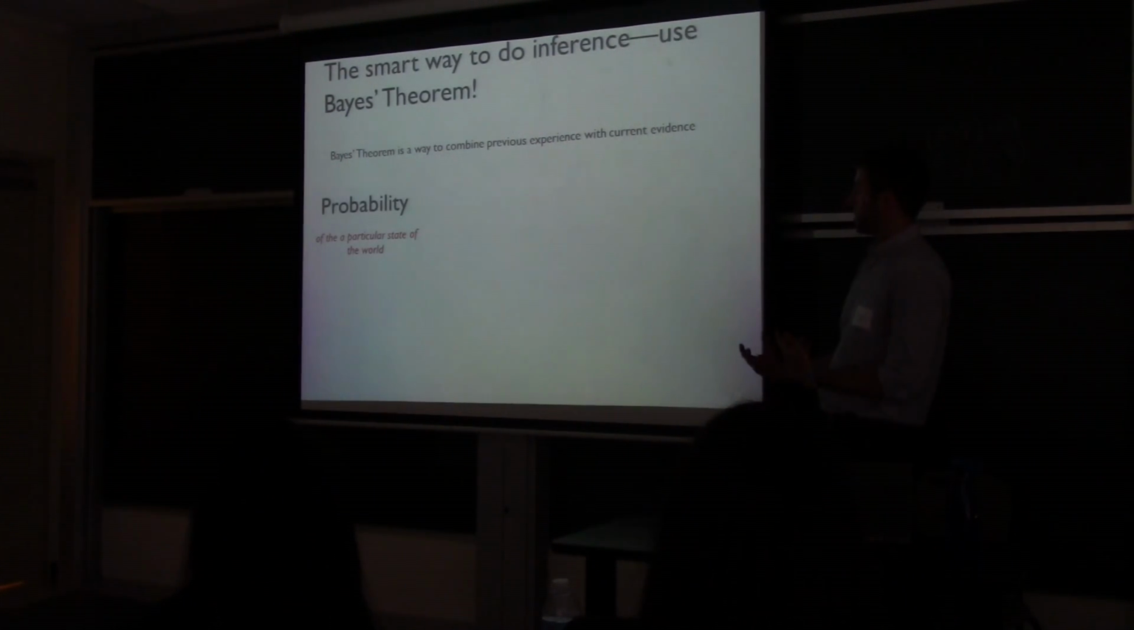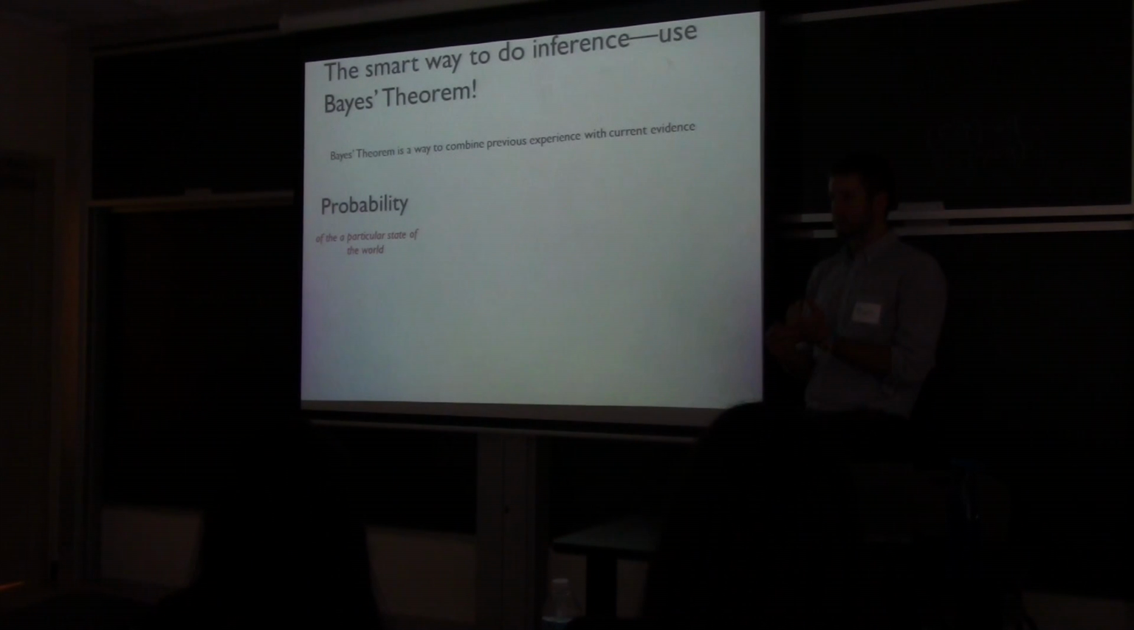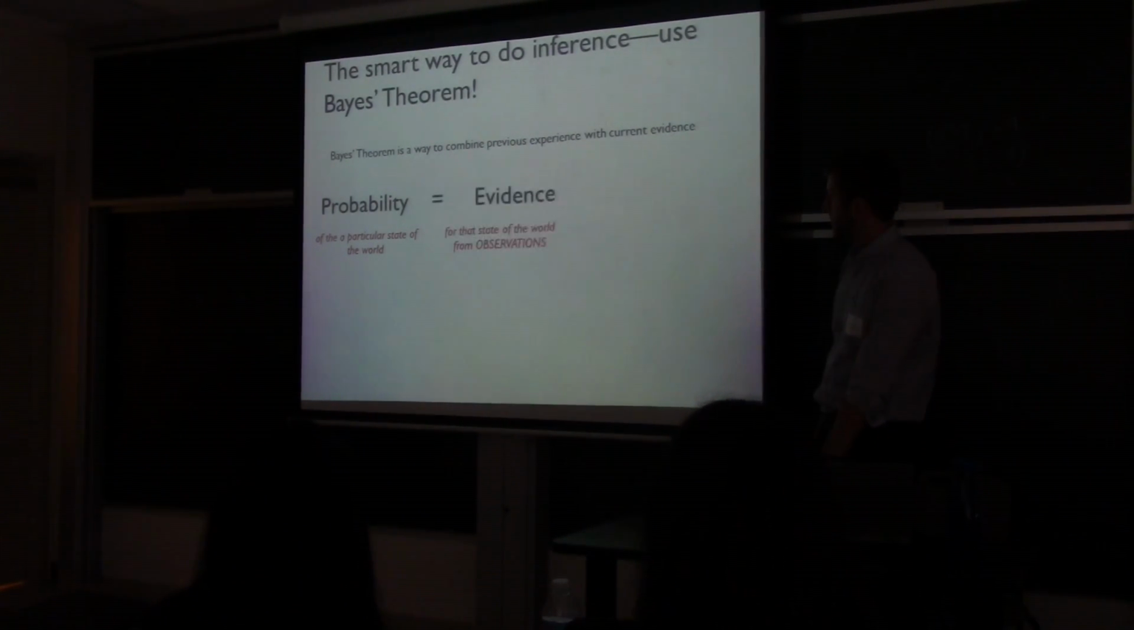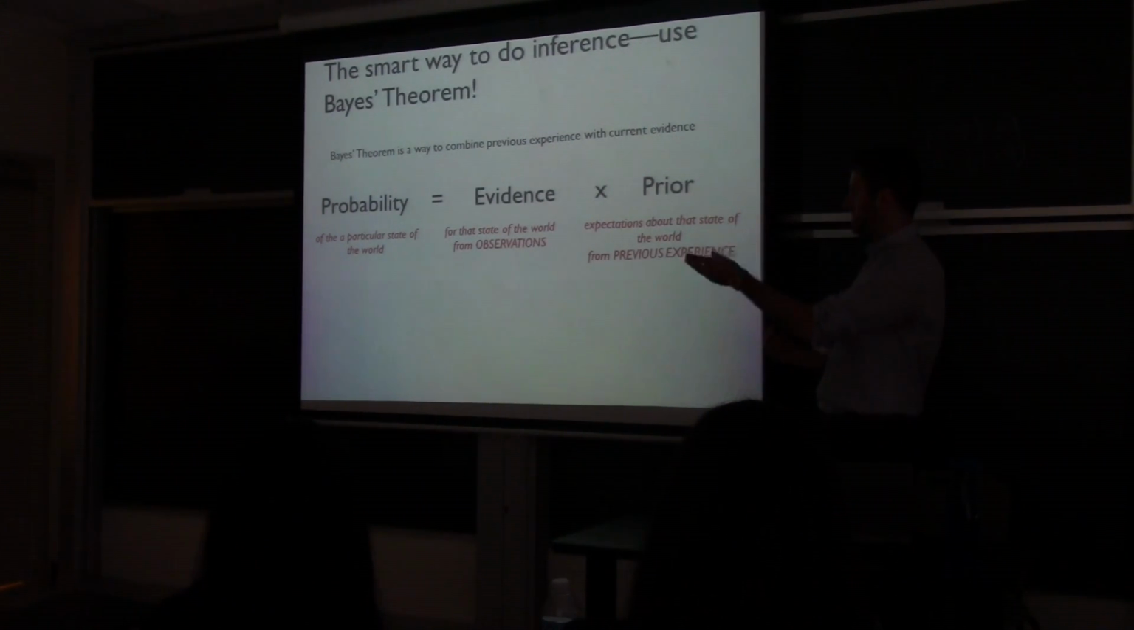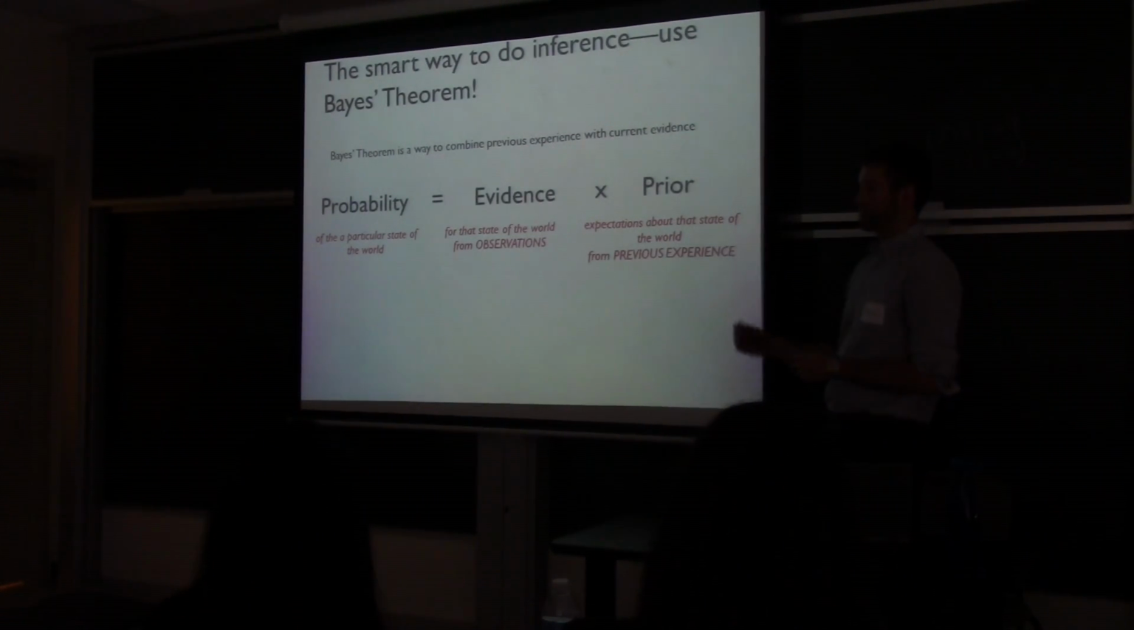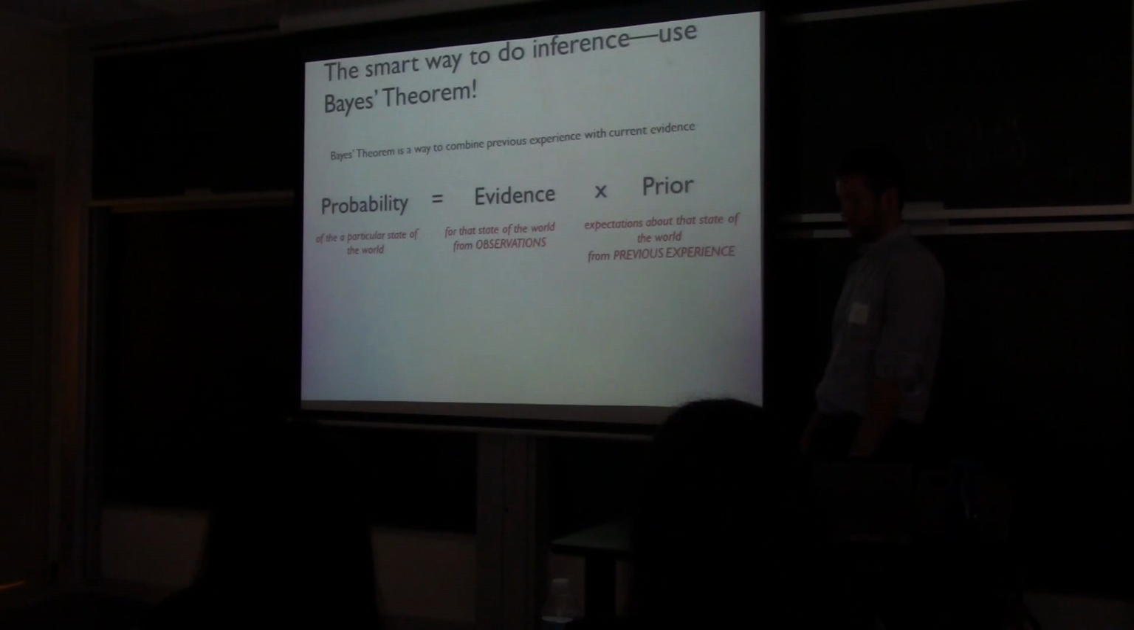So what we want to do is compute these probabilities, and these are the probabilities of having a particular state of the world. So the probability that the mask is inside or outside, or the probability that the man is standing or sitting. The way we do that is we take our evidence, so evidence that the man is standing or sitting, and then we multiply each piece of evidence by our prior expectation about that state of the world. And again, these prior expectations come from our previous experience.